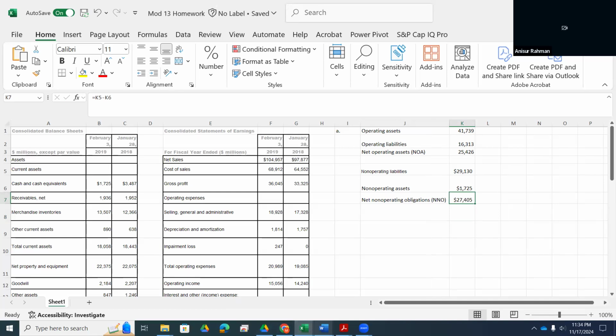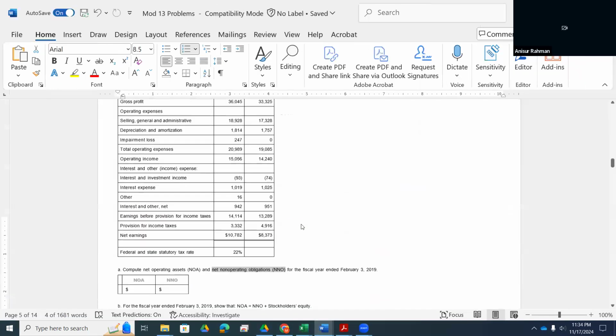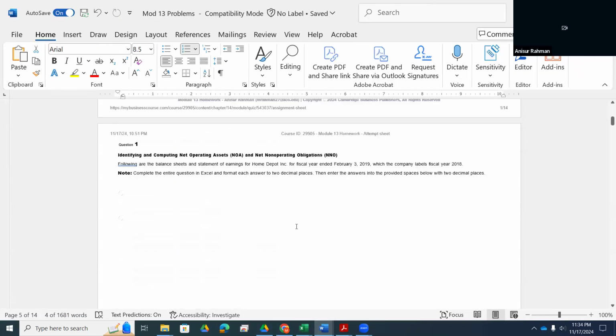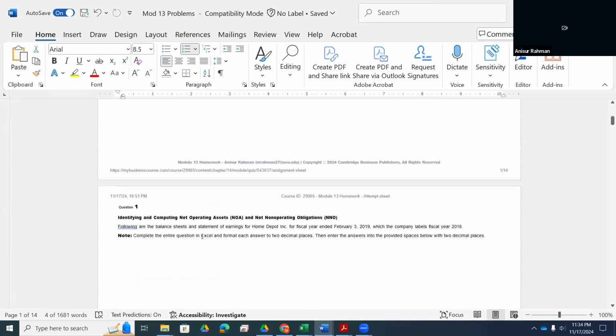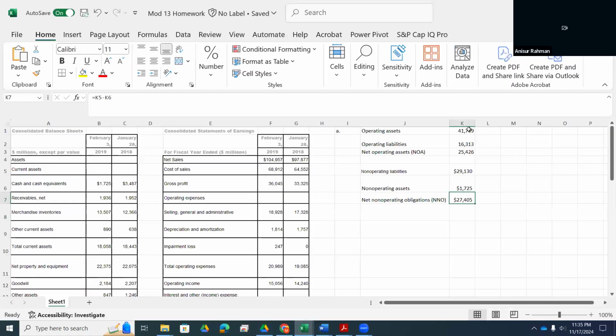Note that in the question it says, complete the entire question in Excel and format each answer to 2 decimal places. Then enter the answers into the provided spaces below with 2 decimal places. So you need to highlight this, go to increase decimal to 2 decimal places.